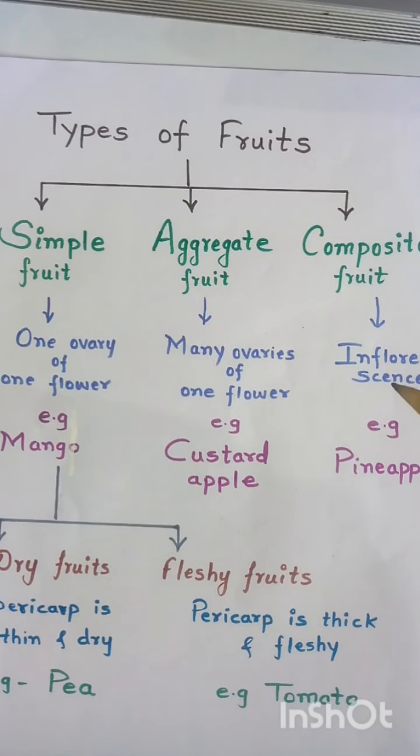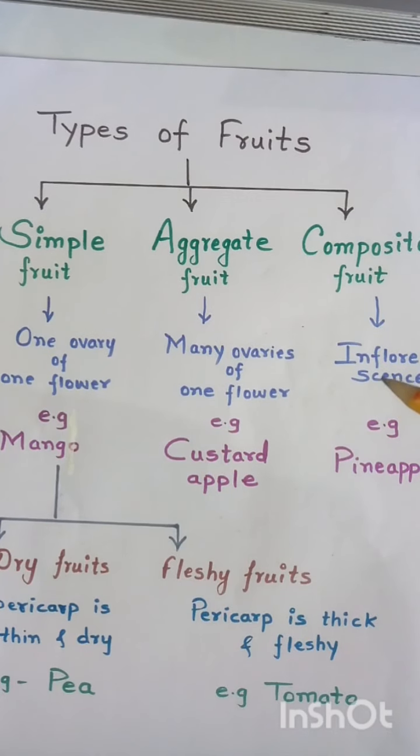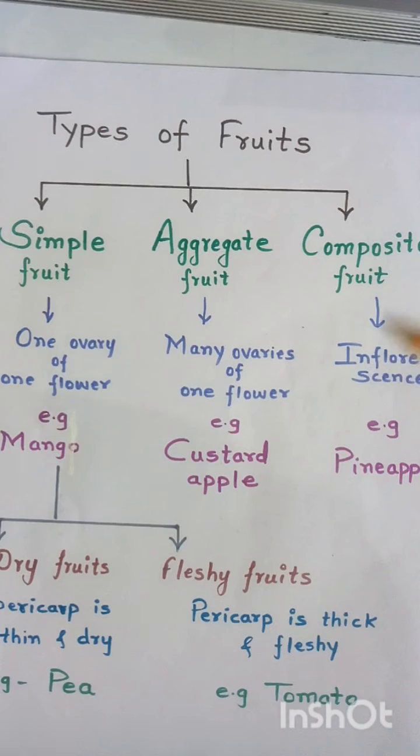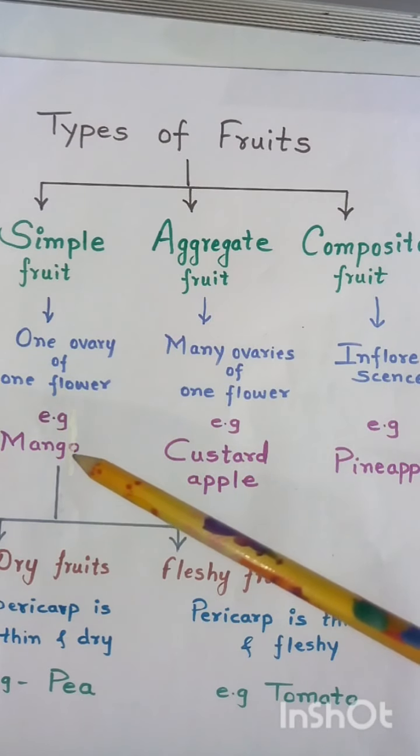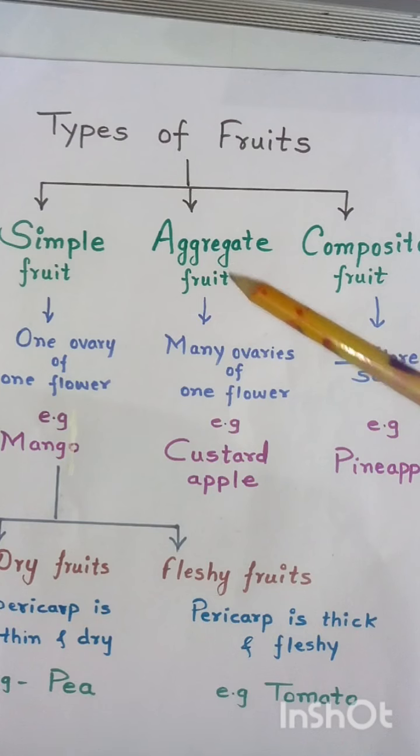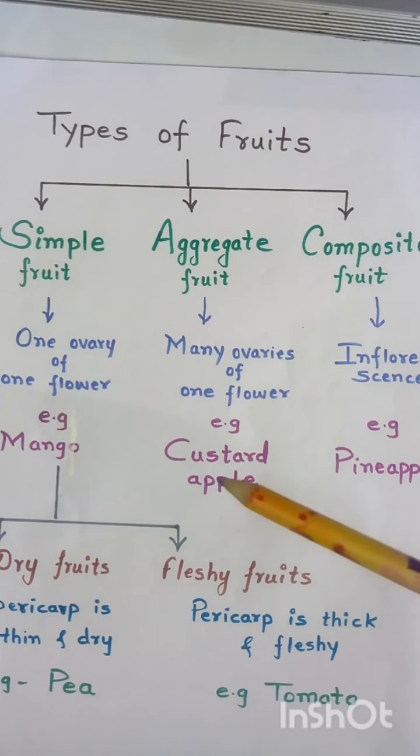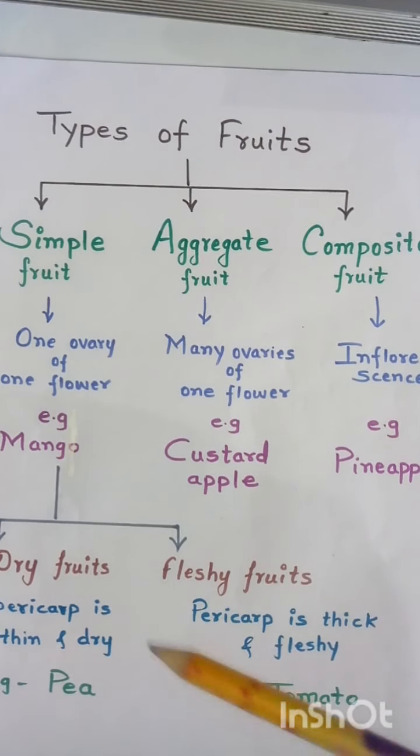Then composite fruits are the fruits which are produced from inflorescence. In our previous lecture we studied about inflorescence. Inflorescence is the bunch or group of many flowers. So when the fruit is formed from inflorescence, it is called composite fruit. An example of simple fruit is mango. An example of aggregate fruit is custard apple, that is sitafal. And an example of composite fruit is pineapple, that is ananas.